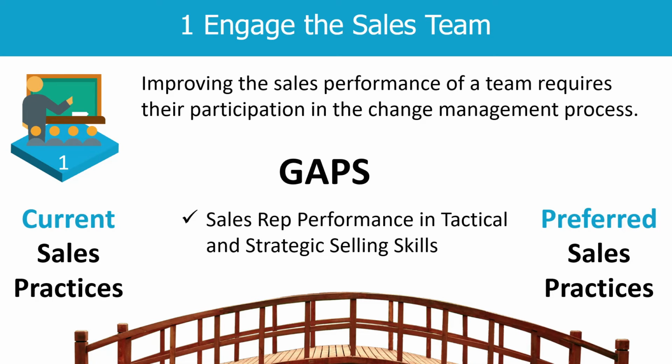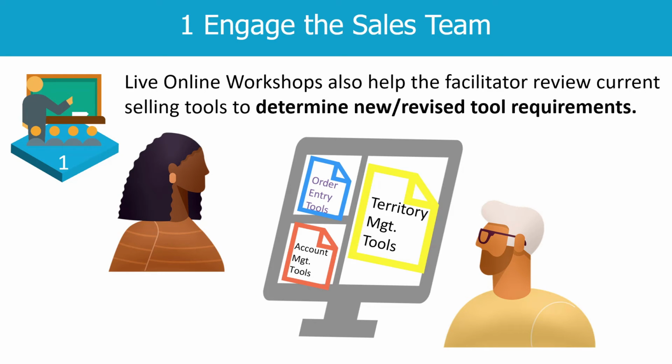So keep in mind that every participant has now already taken the relevant e-learning courses at this stage in the Sales Playbook Development Program. In live online workshops, the facilitator is comparing course tools, concepts, and selling systems to the current participant best practices. So each live online workshop has the objective of identifying gaps and then agreeing on a new skill, tool, or sales procedure to fill that gap. During the live online workshops, the facilitator will review current selling tools to determine new or revised tool requirements.